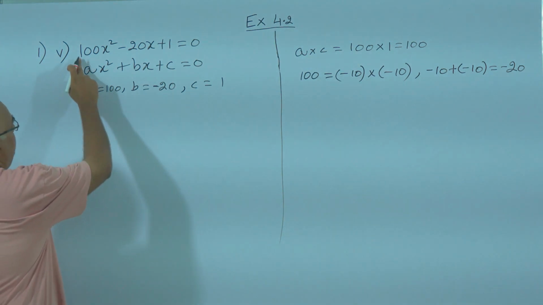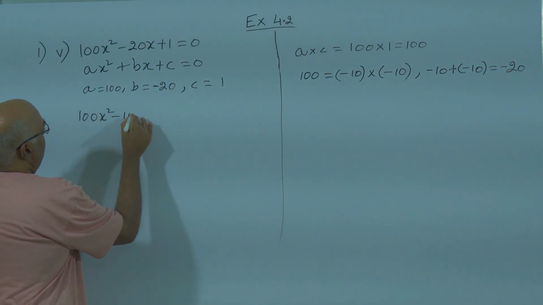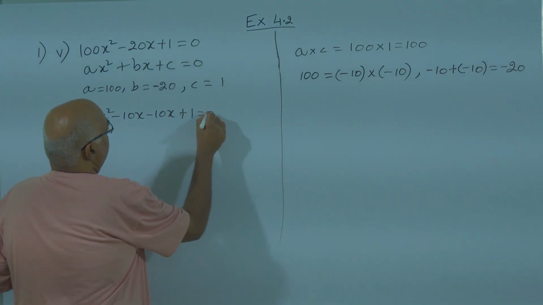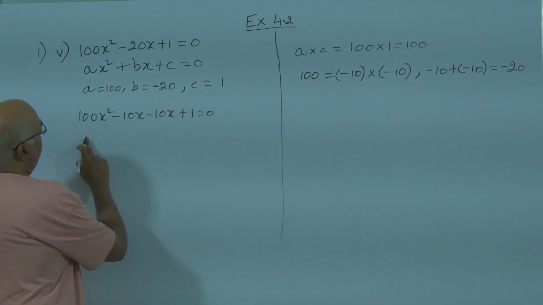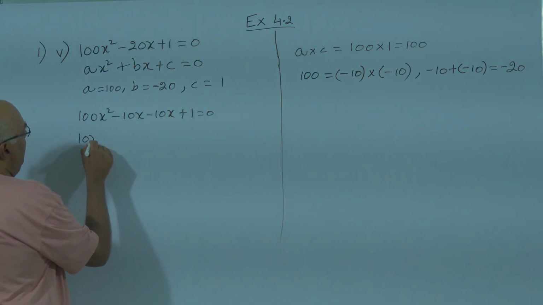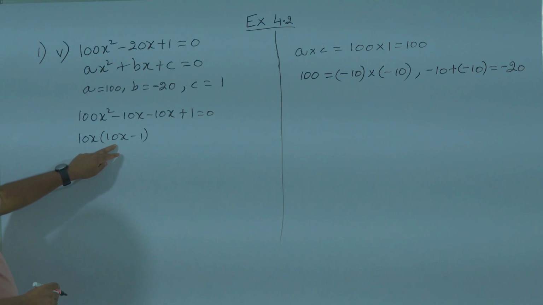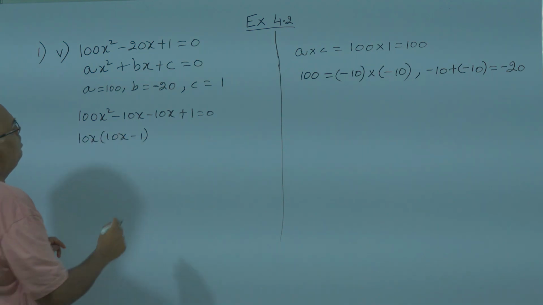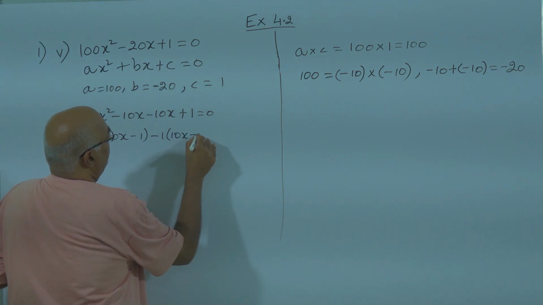So now I will write the given quadratic equation as 100x square minus 10x minus 10x plus 1 is equal to 0, since minus 10x minus 10x is nothing but minus 20x. Now I will take 10x common. If I take 10x common, I will get 10x minus 1. You observe here, 10x into 10x is 100x square, plus into minus is minus, 10x into 1 is 10x.